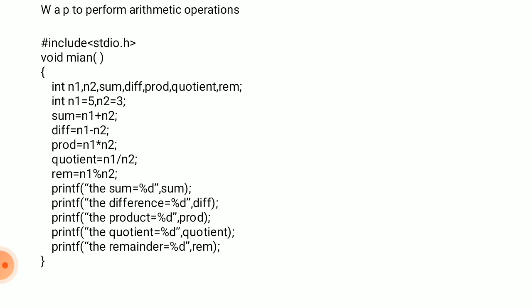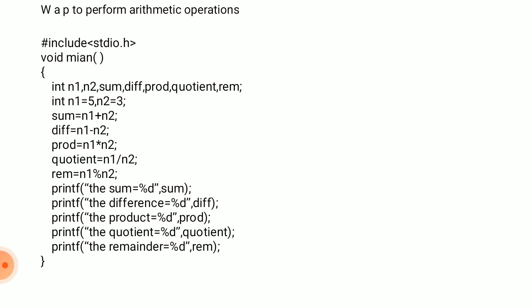Now the performance begins. So sum is equal to n1 plus n2 semicolon. Here the plus operator is performing; n1 and n2 are the two variables or two operands. How is it performing? By using the plus operator or plus symbol. Whatever result you get, that is n1 plus n2, will be stored into sum. So sum is the output variable.